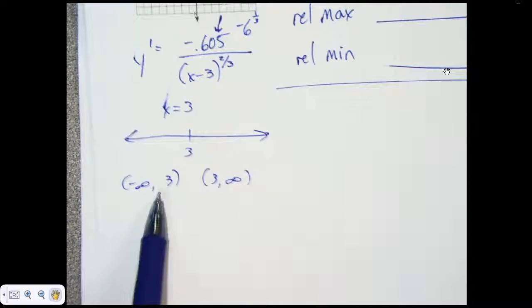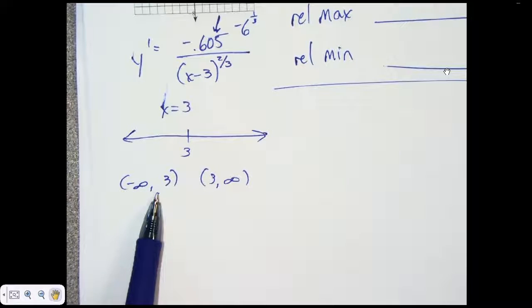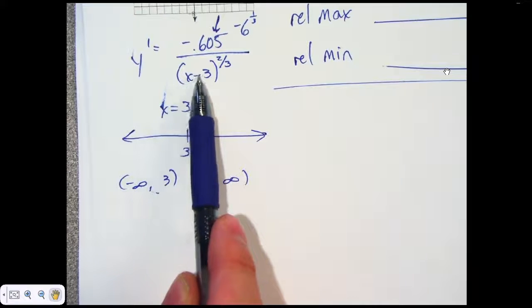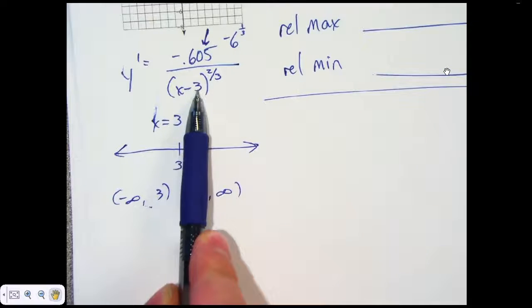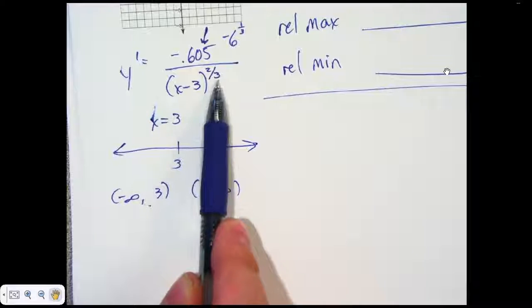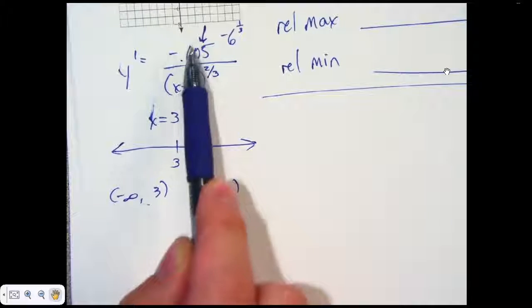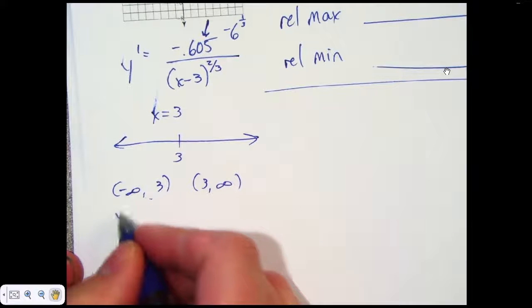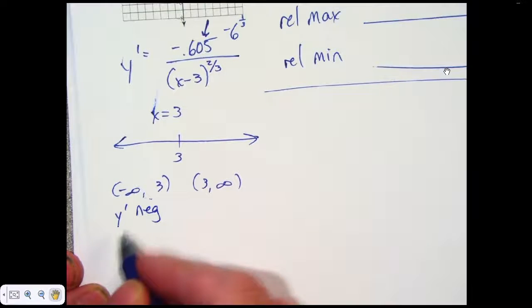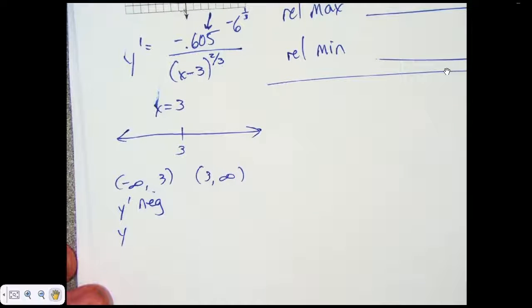Alright, I pick a point from this interval and plug it back into what level? First derivative. You plug back into the level that you came from. So if I plug in, say, 0 here, 0 minus 3 is a negative number. Then you do the root. The third root of a negative number is a negative number. Then you square it. Now it's positive. Then you have a negative divided by a positive. So in this case, y prime is negative, which means what's true about y? If the derivative is negative, y is decreasing.